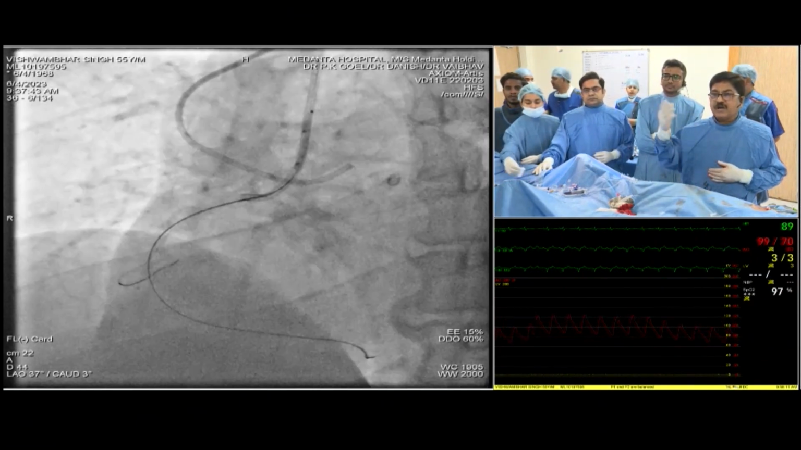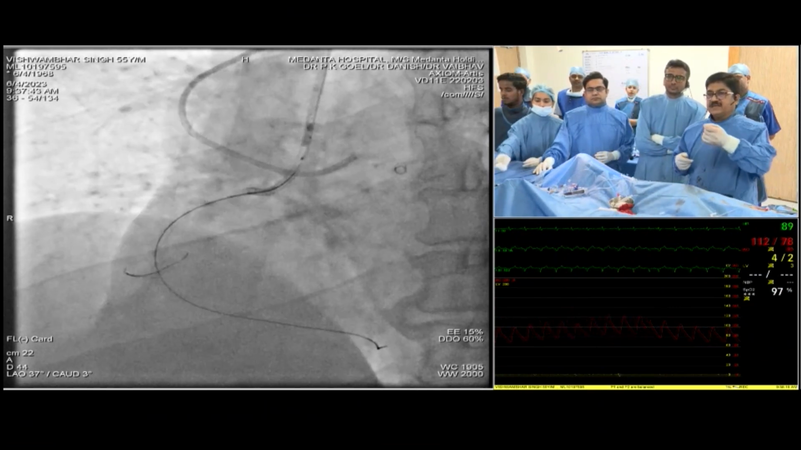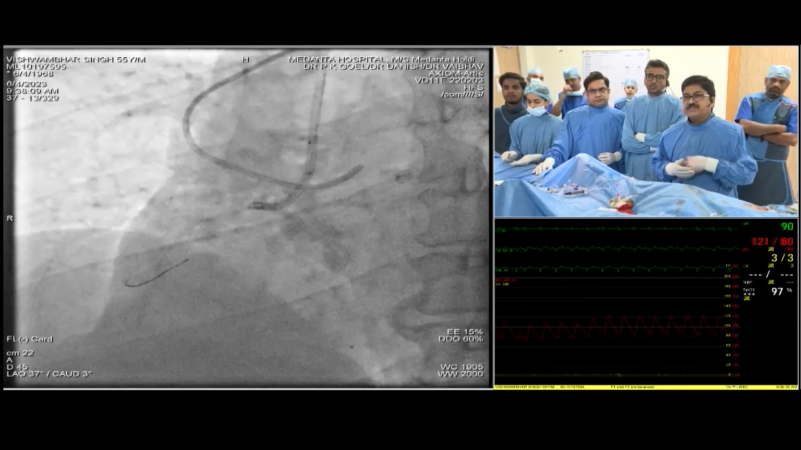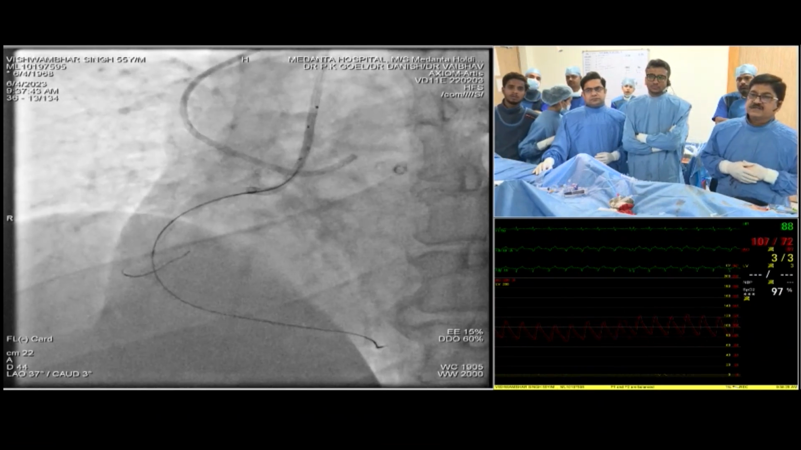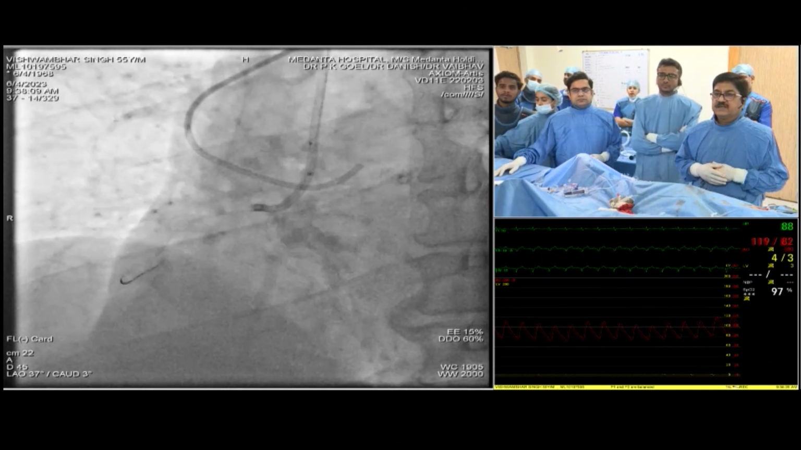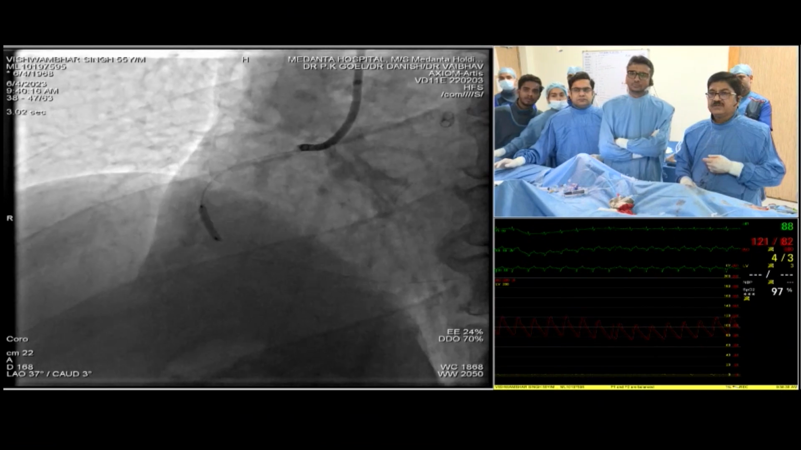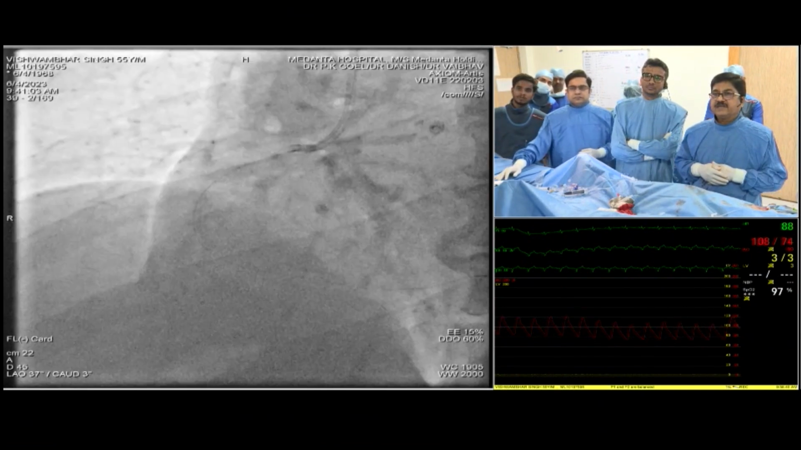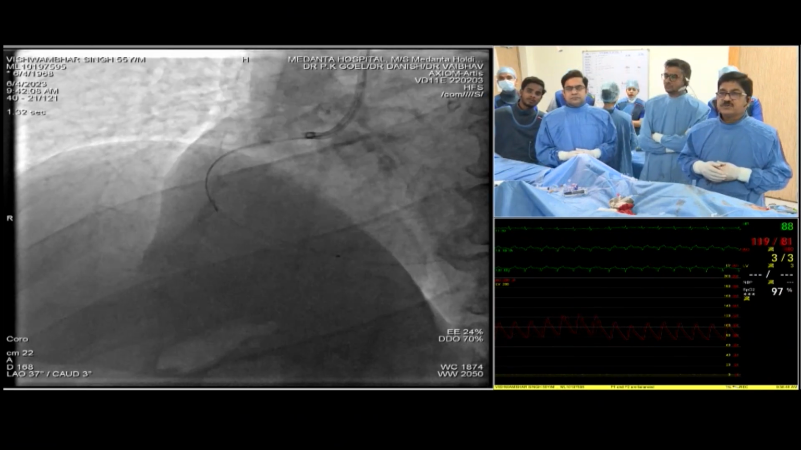So now we have pulled out the IVUS, and with that wire, a small 1.5 dilatation, and then we will change it to a workhorse wire. That's what I'm doing. We're changing to workhorse wire. And next. Forward karo. So then the balloon. I think that's pretty standard. Next.